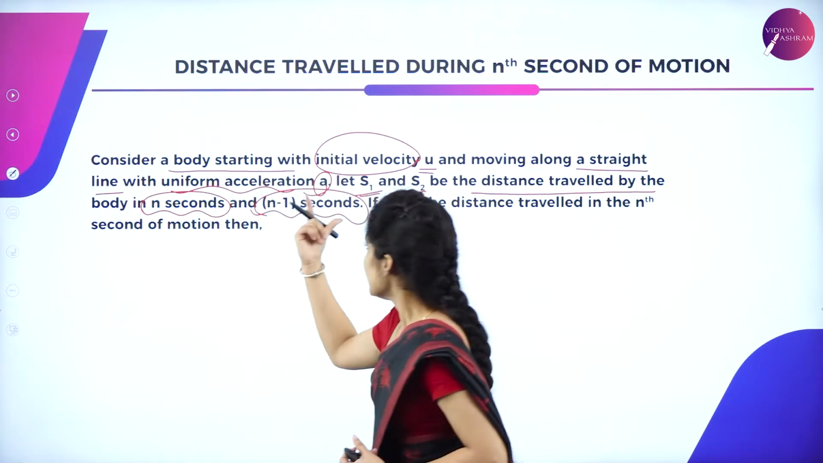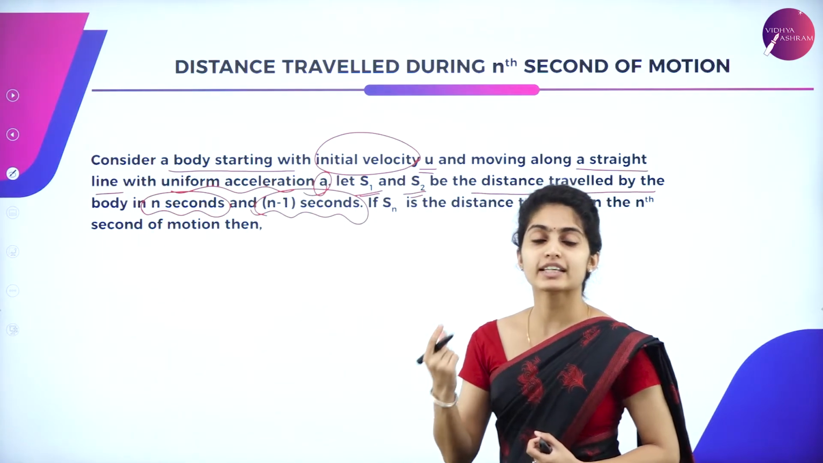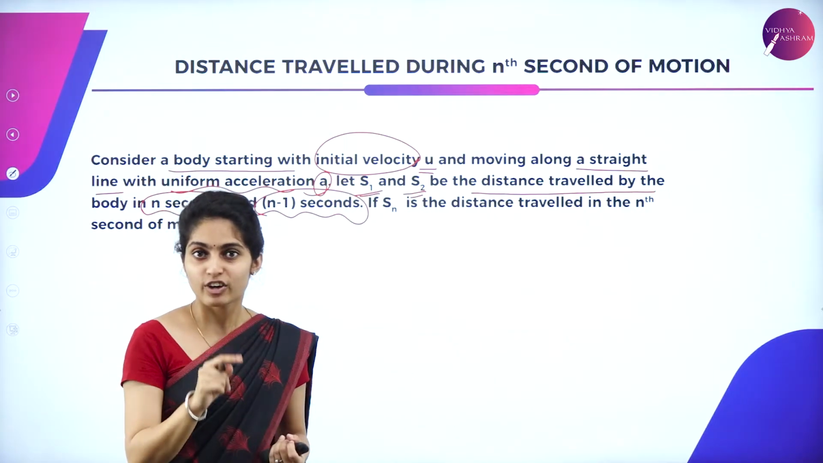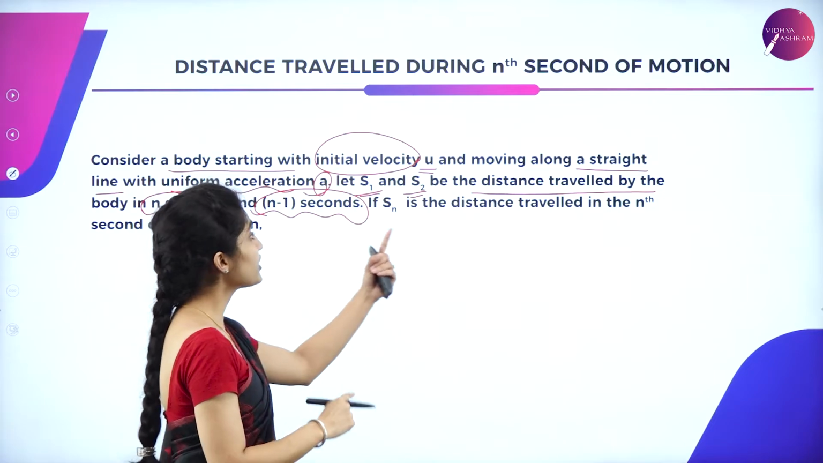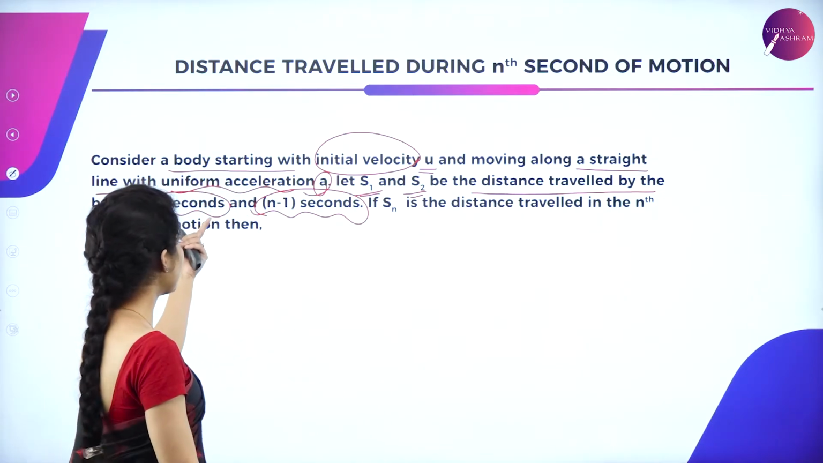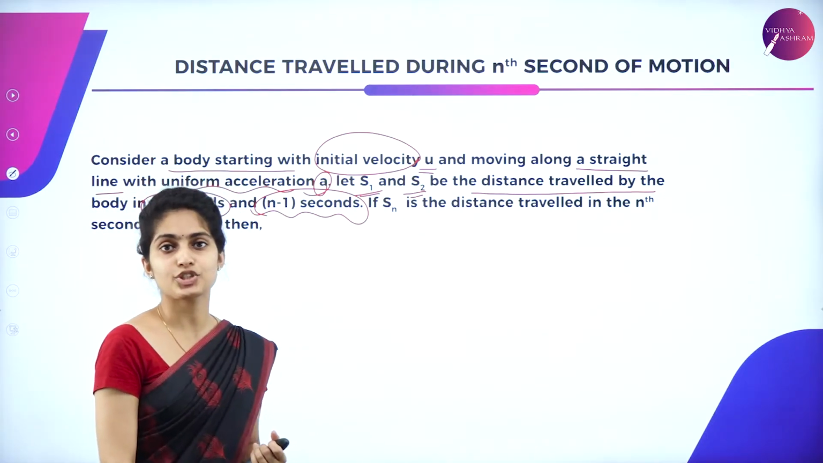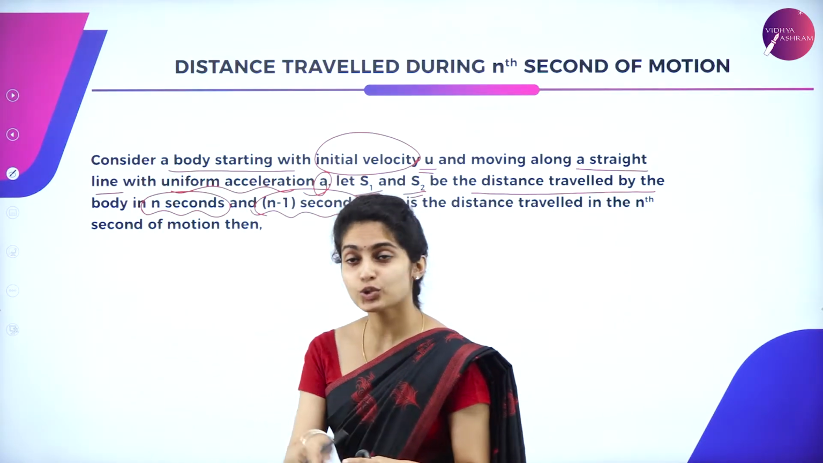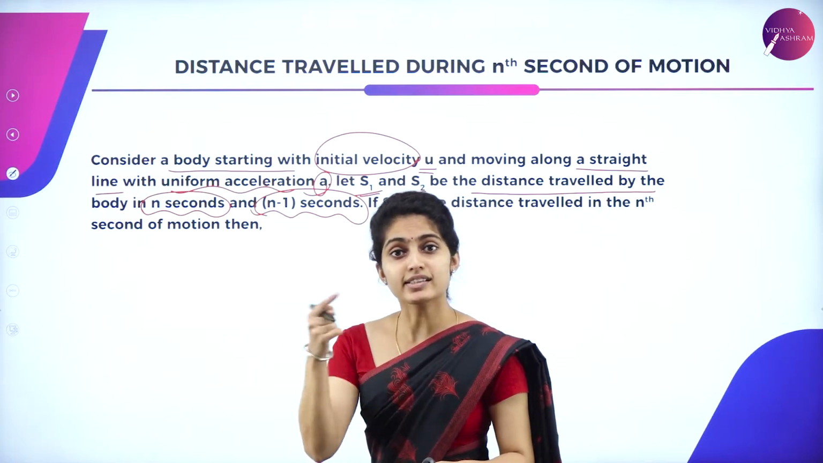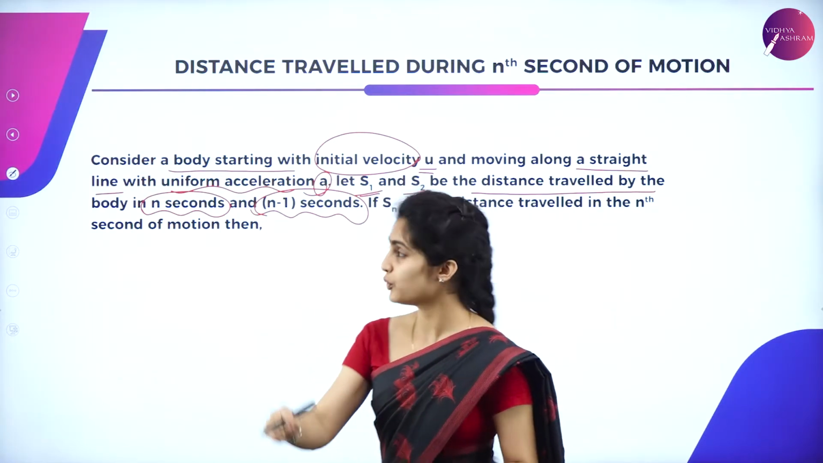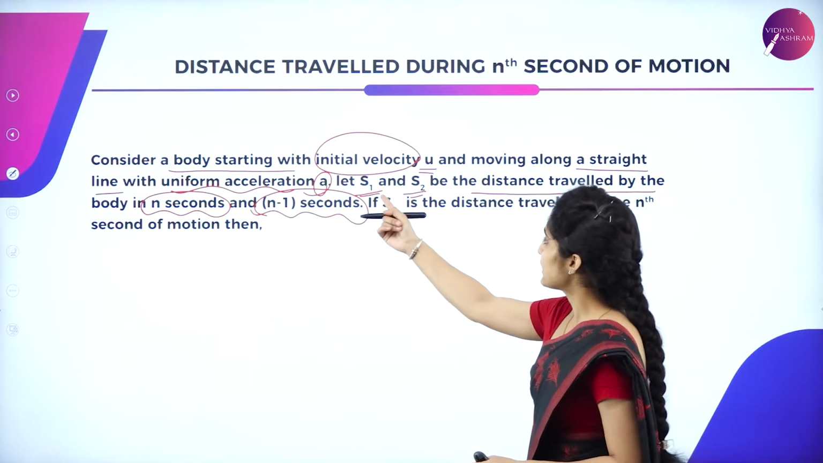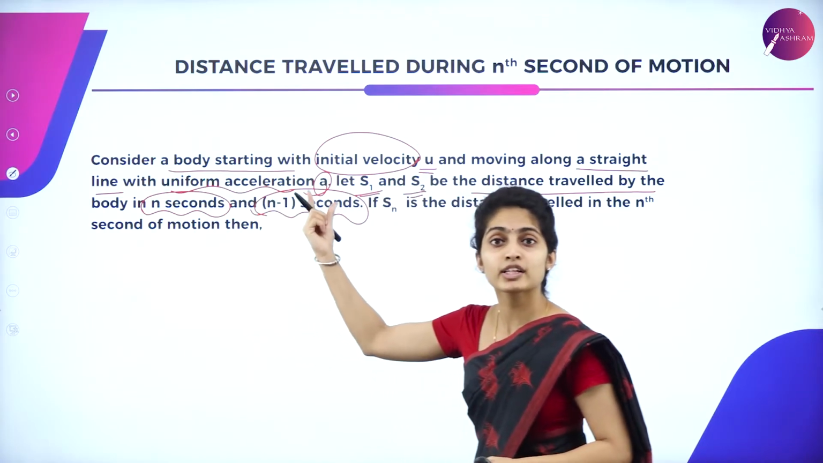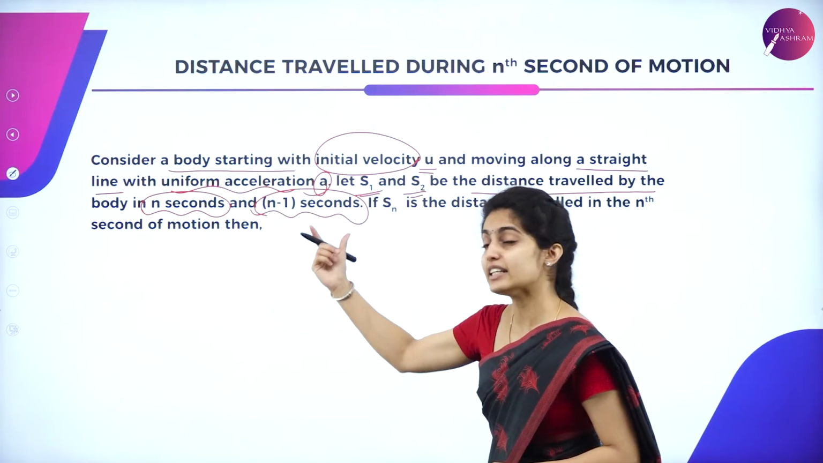Remember, the body is starting with an initial velocity termed u, or it can also be termed v naught. It is moving in a straight line with uniform acceleration, that is, the change in velocity is uniform. So it is a. Let S1 and S2 be the distances travelled in n seconds and n minus 1 seconds. It is not just second, it is seconds.